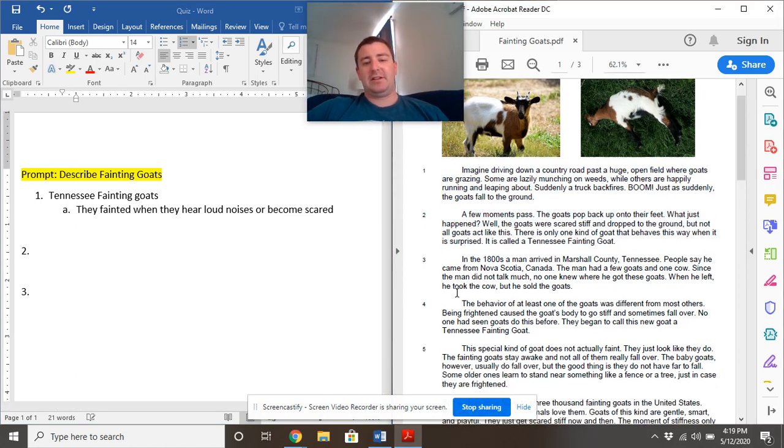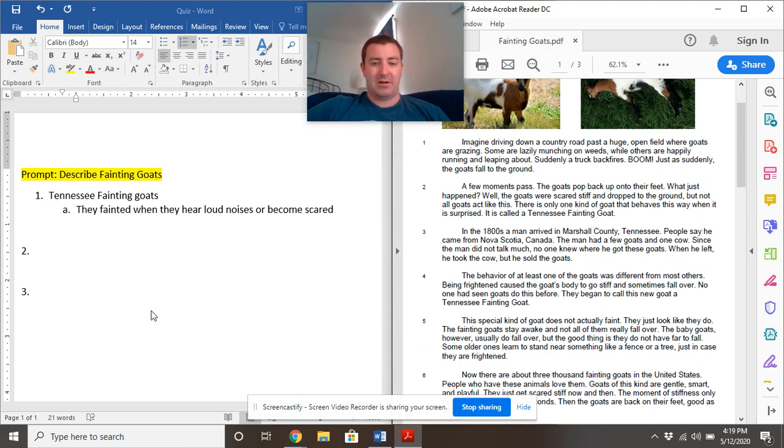Let's go ahead and continue reading. Let's read paragraphs 3 and on. In the 1800s, a man in Marshall County, Tennessee, people say he had come from Nova Scotia, Canada. The man had a few goats and one cow. Since the man did not talk much, no one knows where he got the goats. When he left, he took the cow, but he sold the goats.